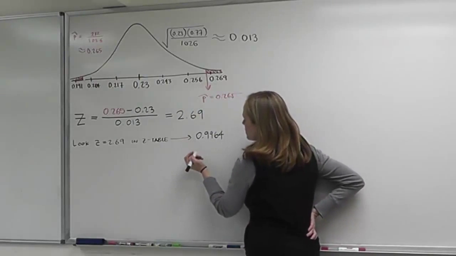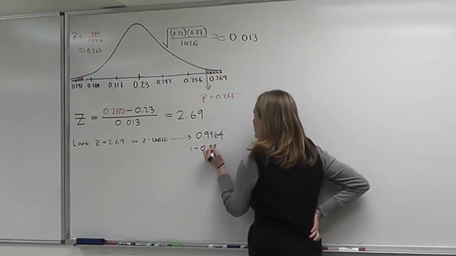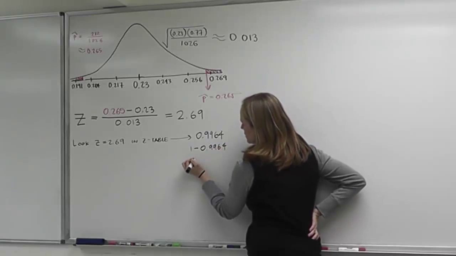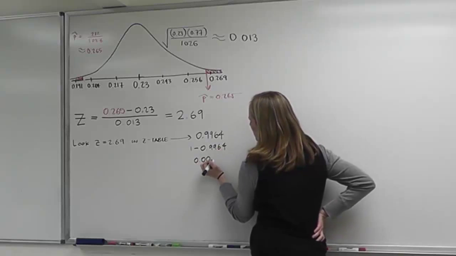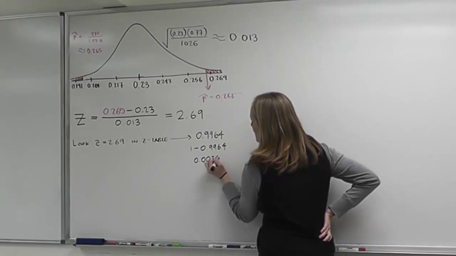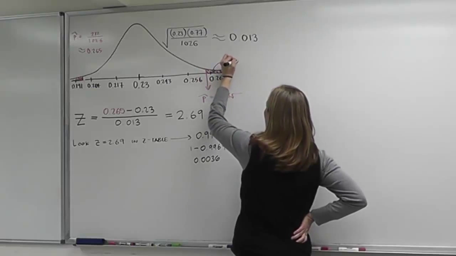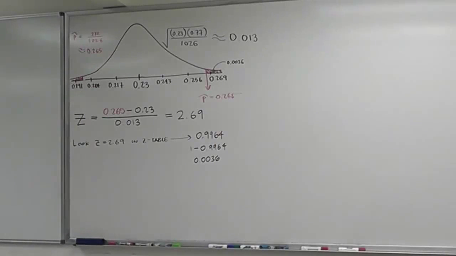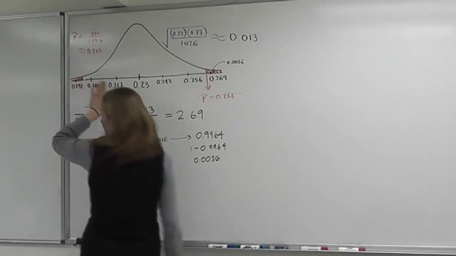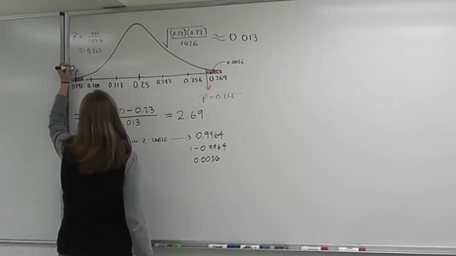So in order to figure out what's in the right, what do we do? 1 minus that. And so that area to the right there is 0.0036. That's what's in this little, it's a very, very tiny probability, right? Itty bitty. 0.0036. Now, we're assuming that we track the same area over here, so we can also assume that this is what?